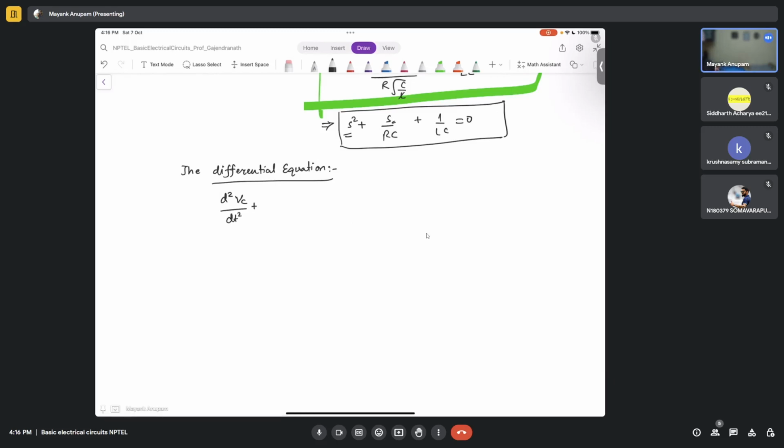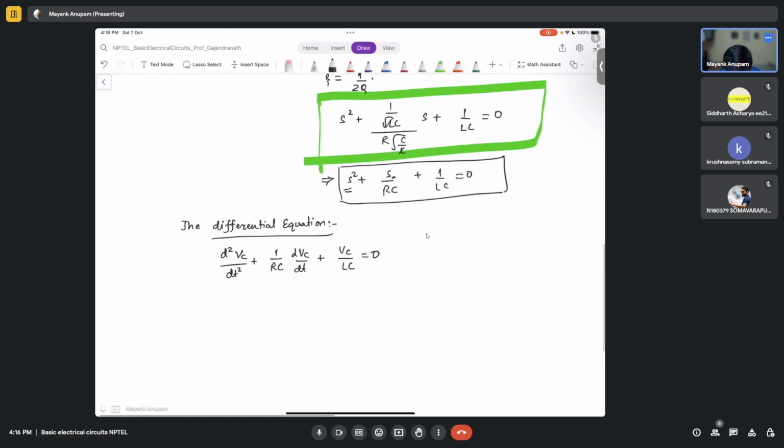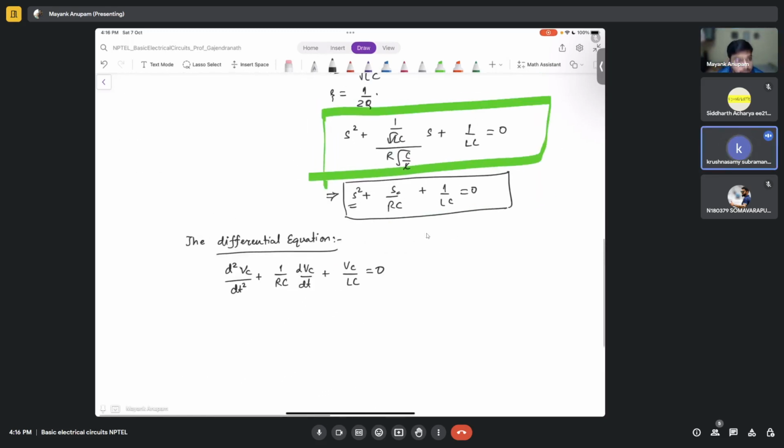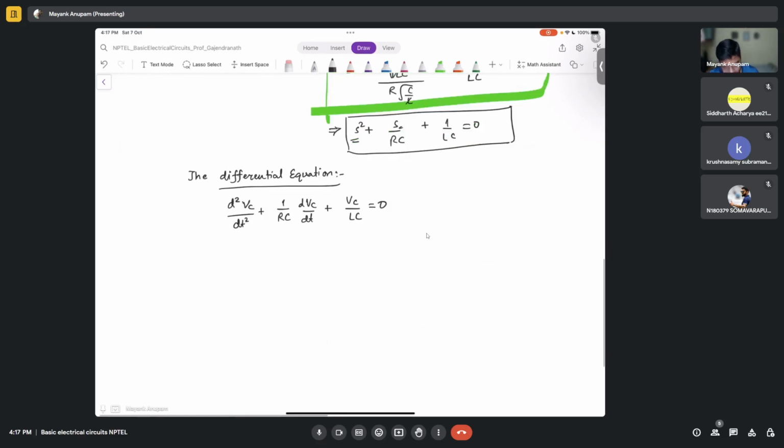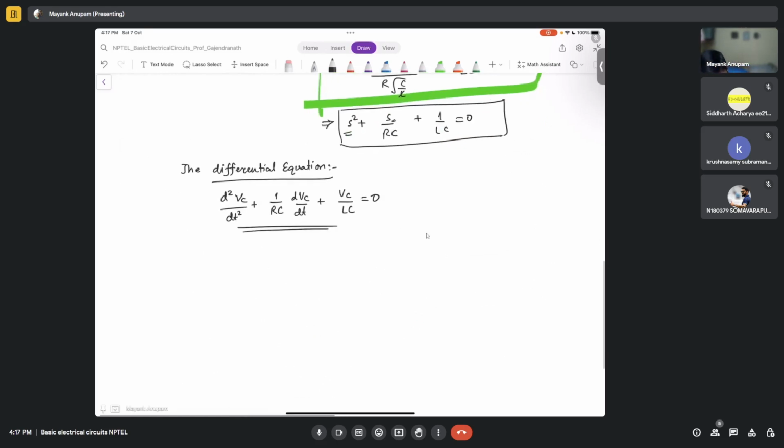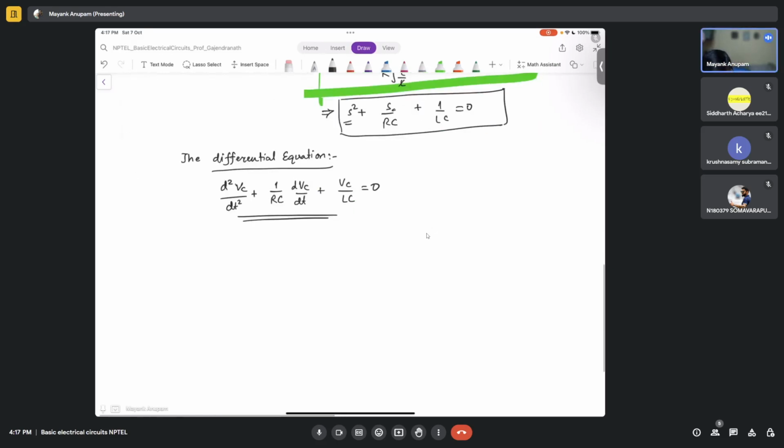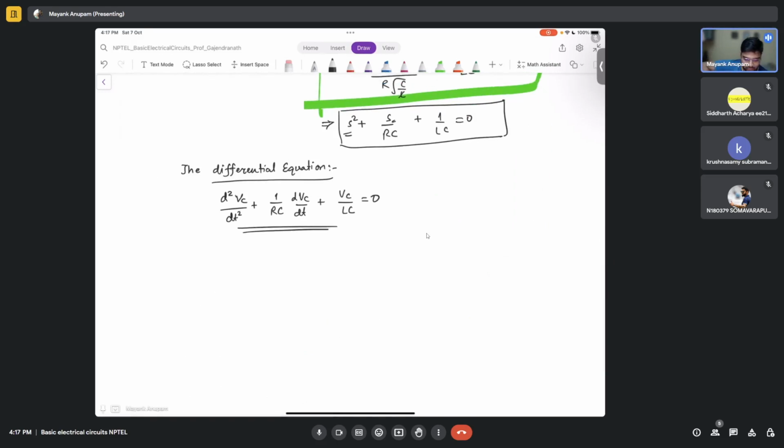plus 1 over rc dvc upon dt, right, plus vc upon lc, right? This is what we will have, right? Yes. Correct. So now tell me, for this particular equation, what will be the solution?